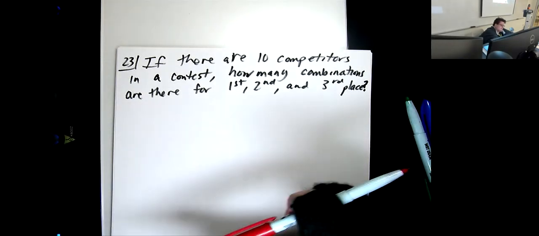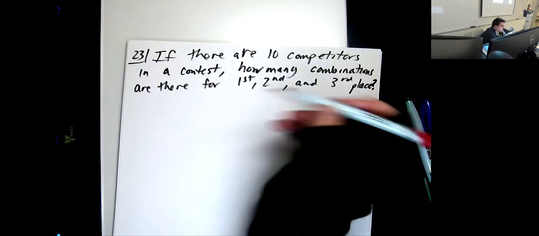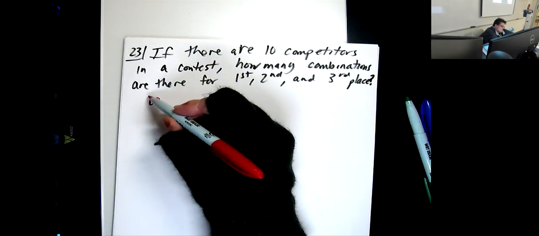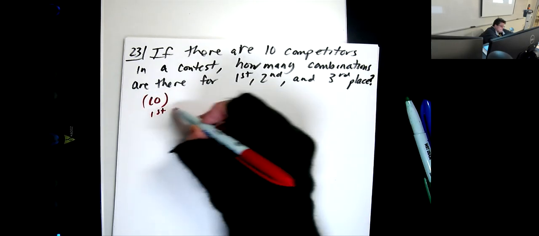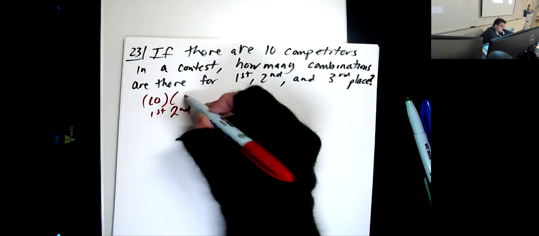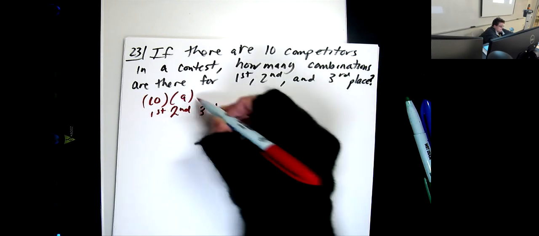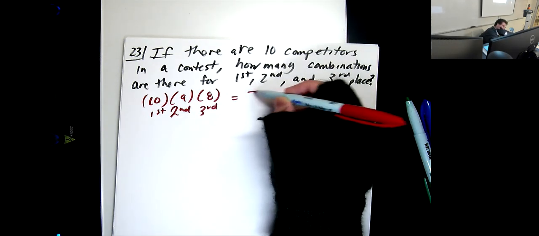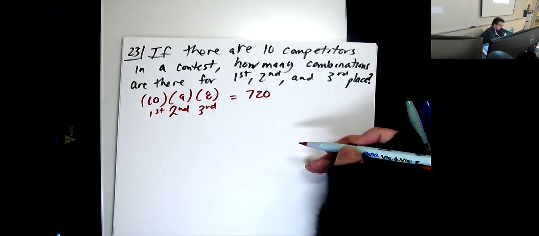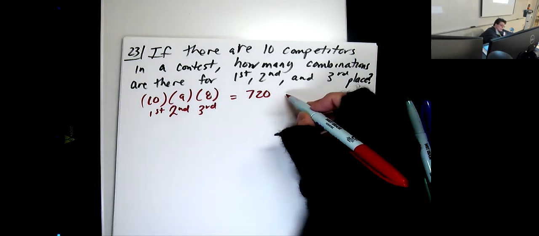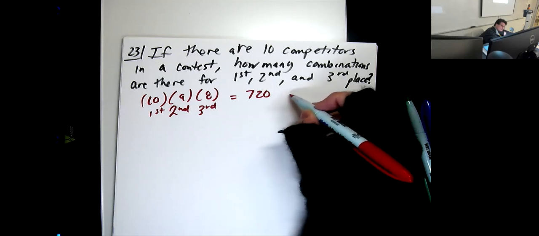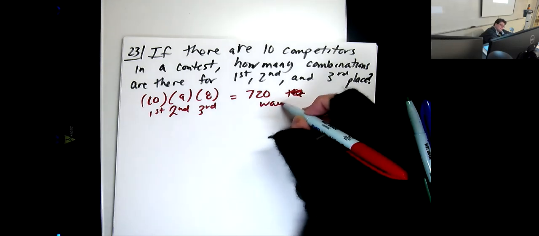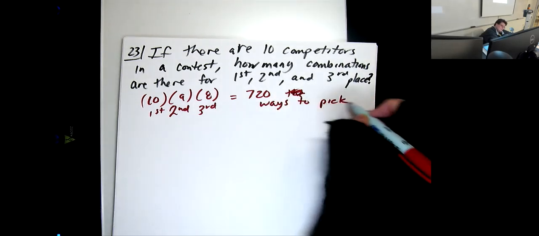How many of the competitors can take up first place? There's 10 for the first spot, right? If that position's already locked, how many are left for second place? Nine. In third place, there's only 8 people left. If we multiply this all together, we get 720. There are 720 combinations to pick first, second, and third.